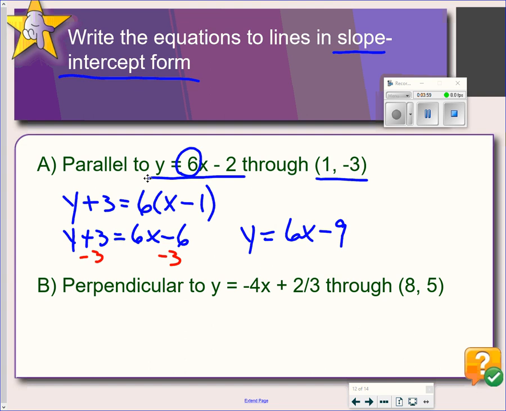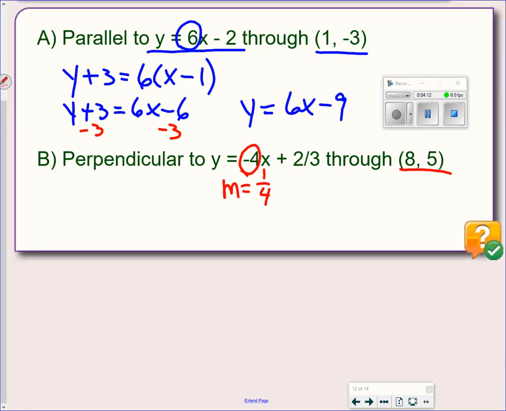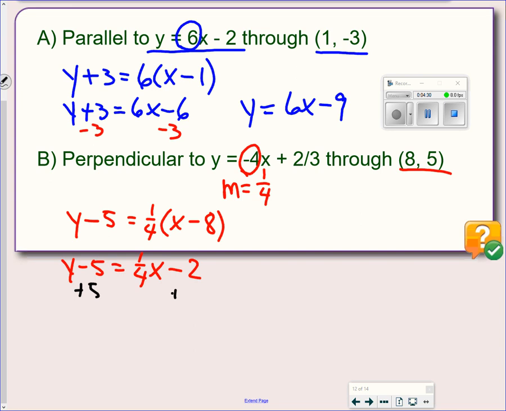Final example here, we want to be perpendicular to -4, so that means our new slope will be positive 1/4 going through the point 8, 5. So we have y minus 5 equals 1/4 times x minus 8. Distributing the 1/4 gives us 1/4 x minus 2, and then adding 5 on each side, we'll put it in slope-intercept form. We get y equals 1/4 x plus 3.